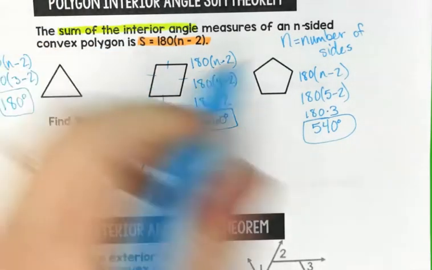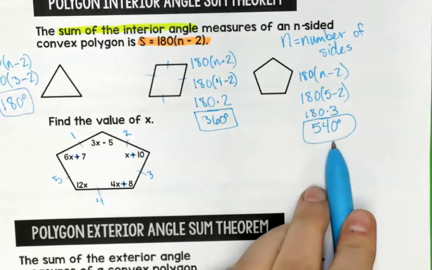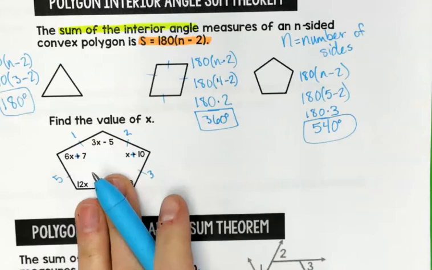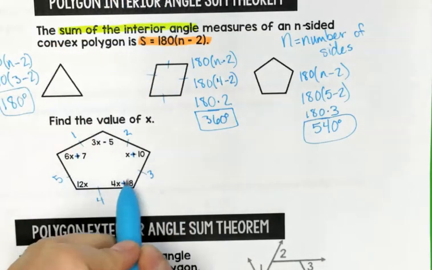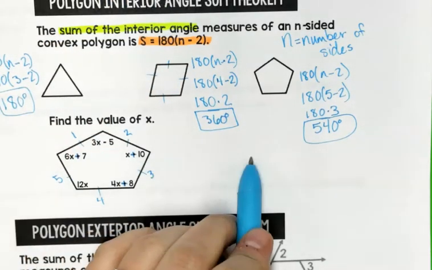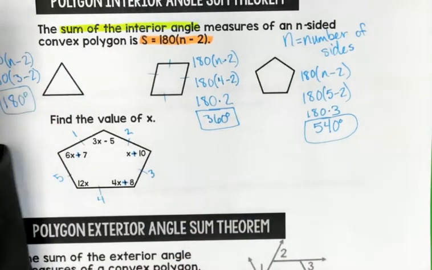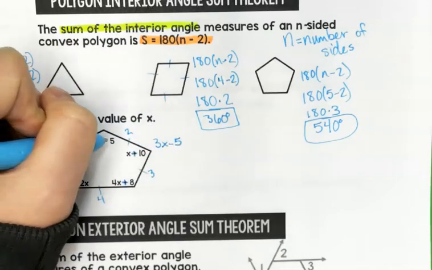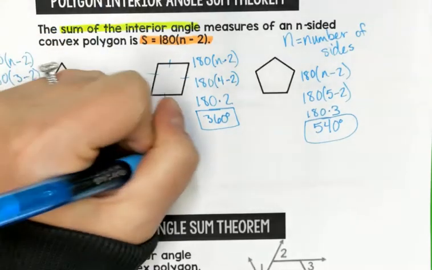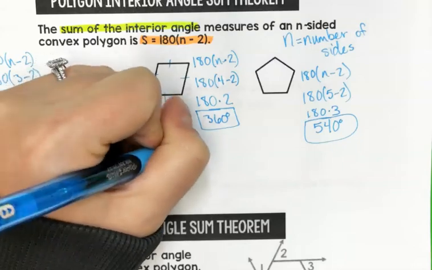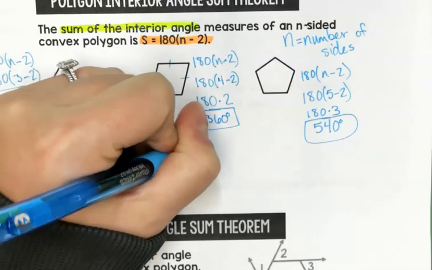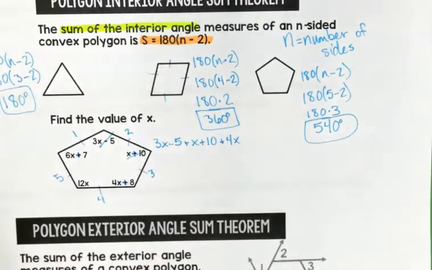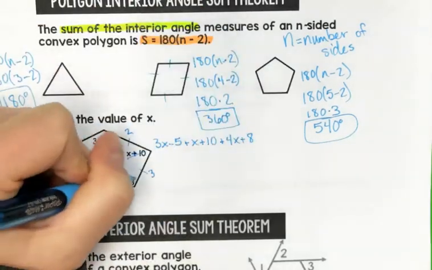Okay, we have a 5-sided shape, which we already did the work for, so I'm not going to do it again. But 540 is going to be the sum of all of these angles added up together. So I need to take these 5 angles here, add them all up, and set them equal to this 540. So let me do that real quick. 3x minus 5 is my first angle, and then I'm just going to cross it out so I don't write it again. And then x plus 10 is my next one. And then 4x plus 8 is my next one.